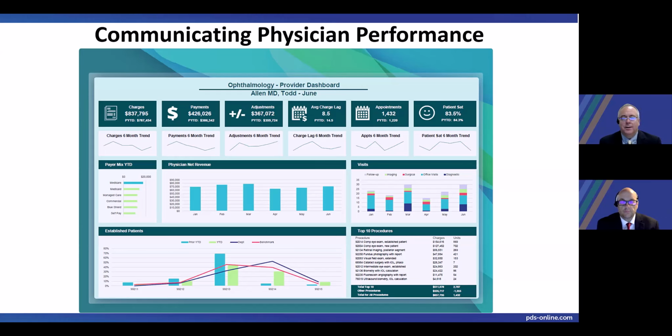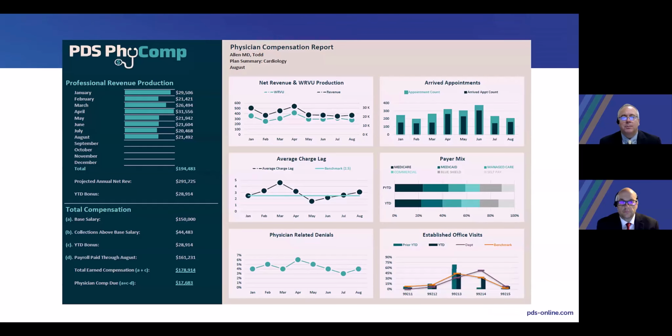But ultimately, when we start delivering their compensation reports, we may want to show some of those same productivity metrics. So here on the left side in our comp report, we've got the earned comp and how that's driven through cash. But on the right side of the screen, we've got some of those same metrics that we're showing them, monthly or weekly, in their productivity reporting.